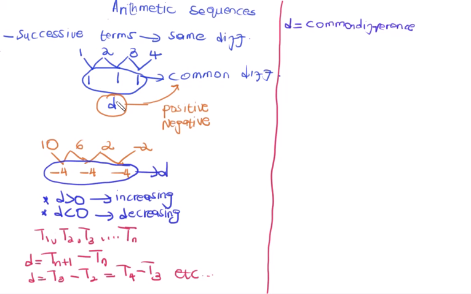We also talked about the letter n. n simply represents the position. If it's the first term, that means n is equal to 1. If it's the second term, that means n is equal to 2, and so on. And then we also talked about Tn. Tn is a term of the pattern that is in position n.